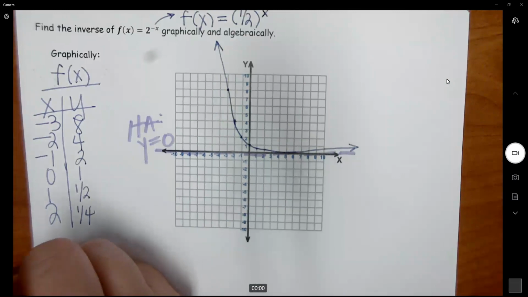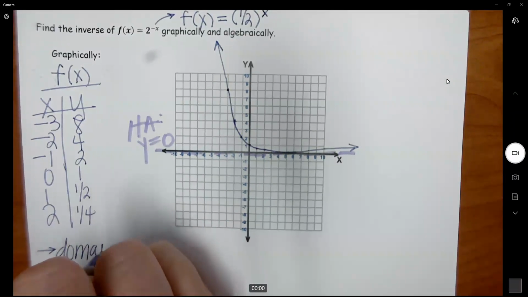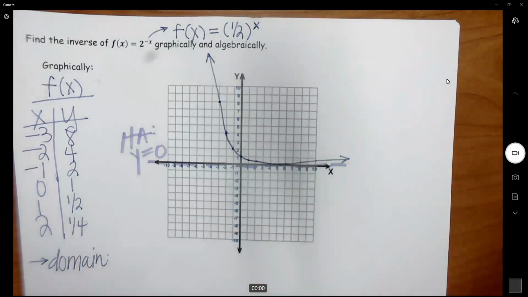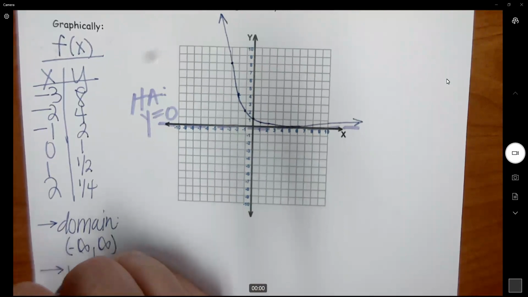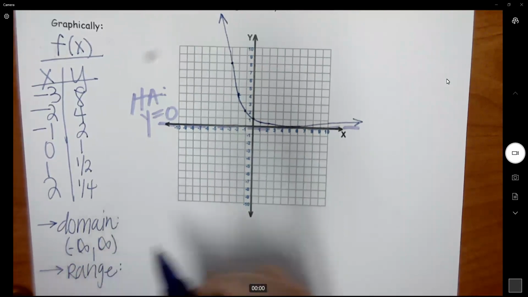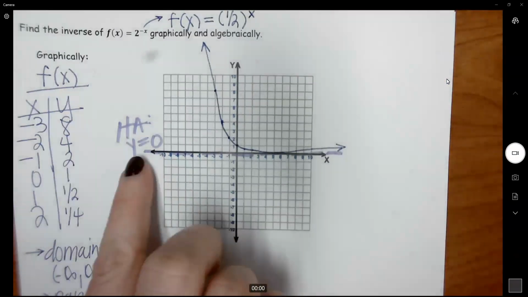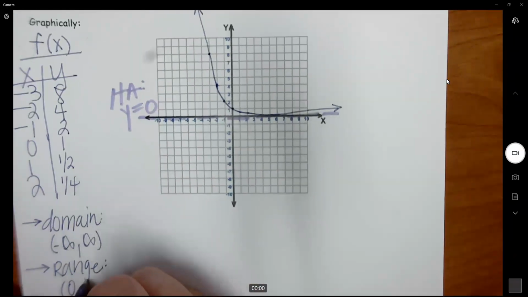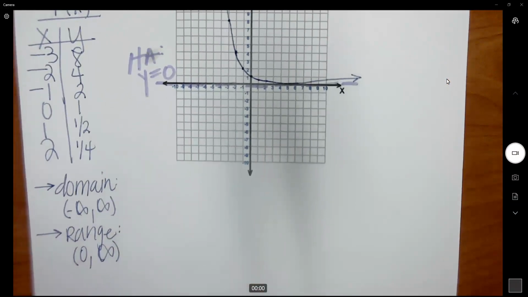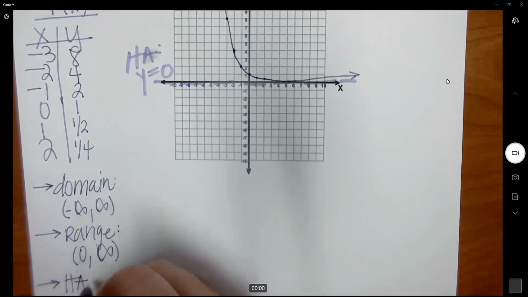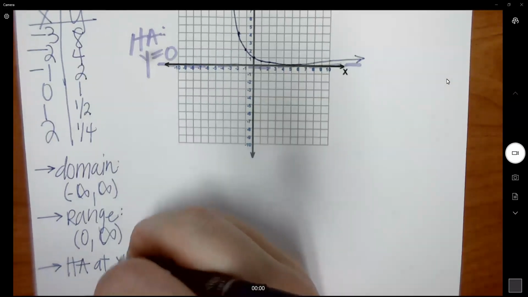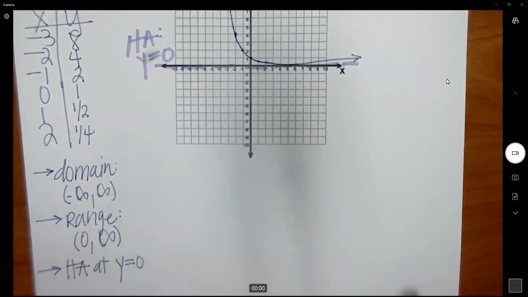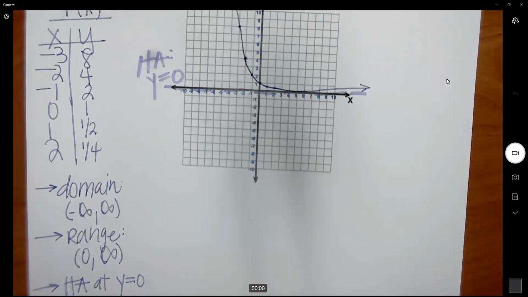And then if we talk about my same domain and range, when I go left to right, that's -infinity to infinity. My range, when I go from bottom to top, starts at that horizontal asymptote of 0 to infinity. And then the last thing we're going to note is that we have a horizontal asymptote at y equals 0. Again, we went more in depth about how to graph this in lesson 3. So if you need to, go back to lesson 3.